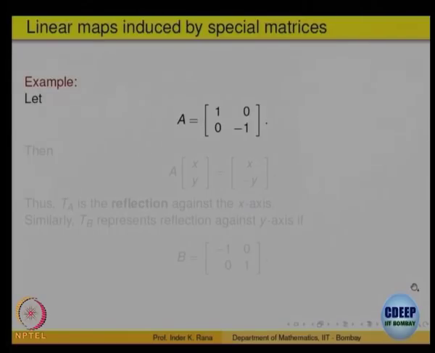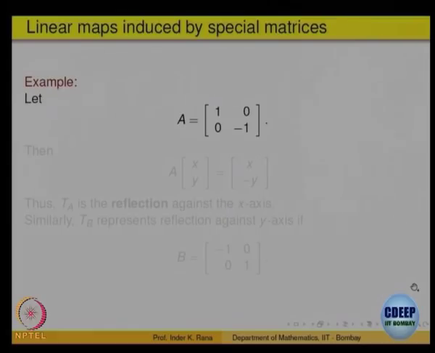Multiplying the matrix [1 0; 0 -1] by the point (x, y), what will be the image? It is (x, -y). x will remain as x, but y changes to minus y. So, a point (x, y) has changed to (x, -y).